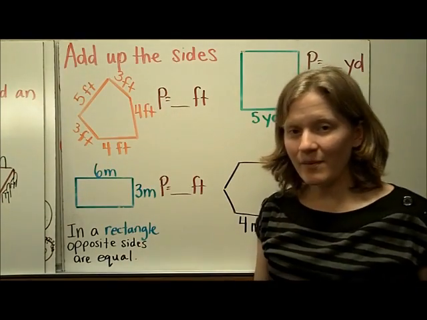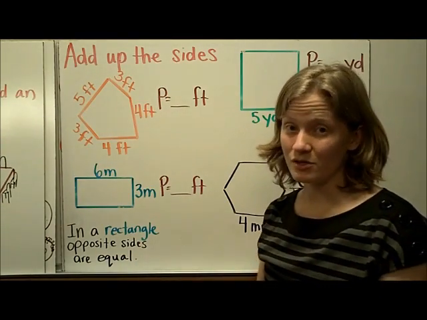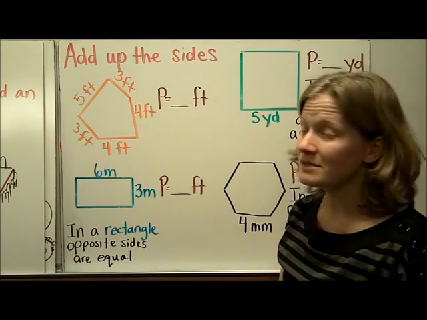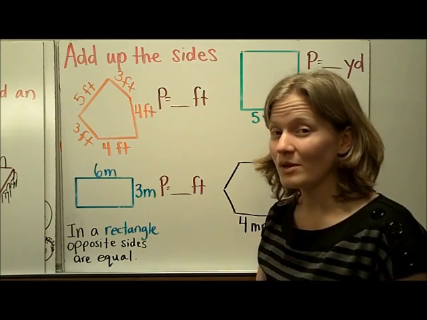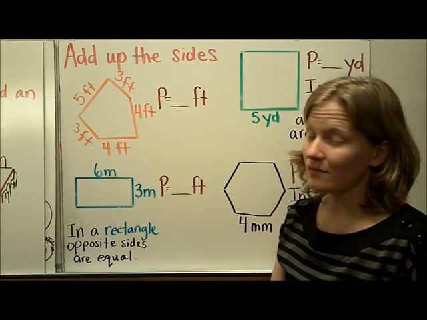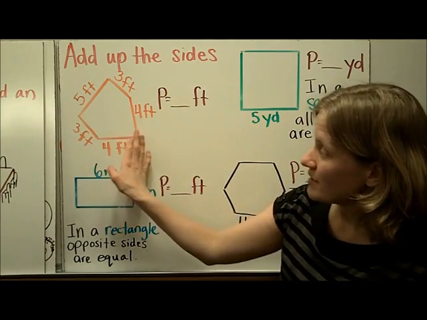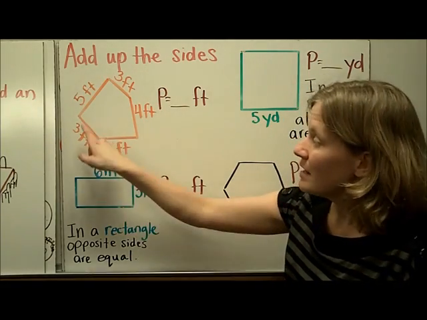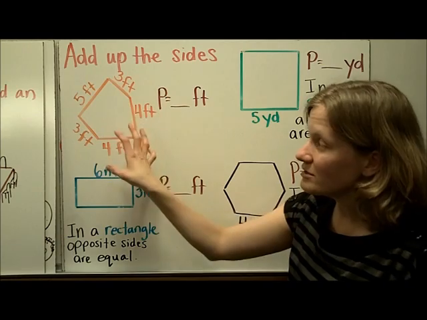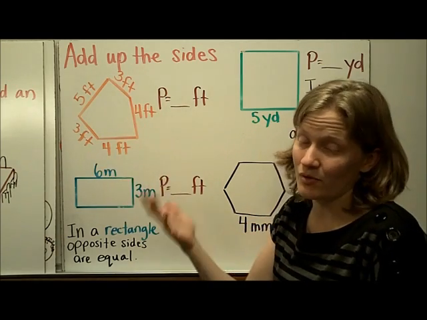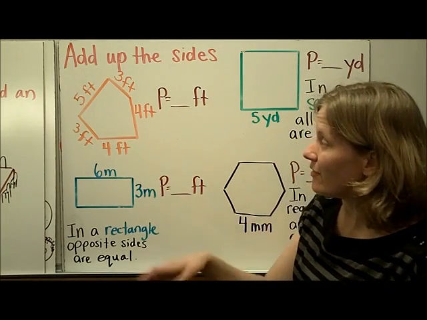Sometimes you are not asked to measure, but you're given all or certain or just some of the sides of a shape, and we can use what we know about polygons in order to help us solve these problems. For this one, it's a pentagon, a 5-sided polygon, and I have been given the length of all sides, so in order to find the perimeter, I just have to add them up.